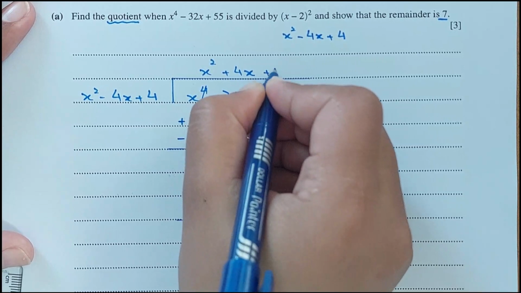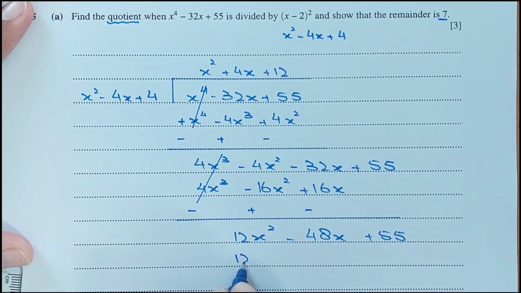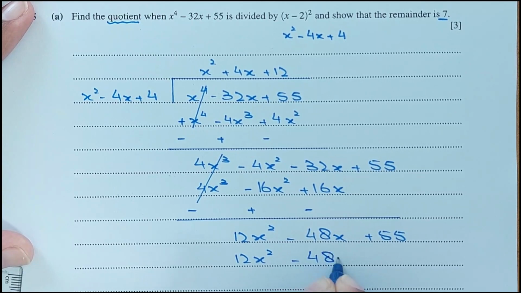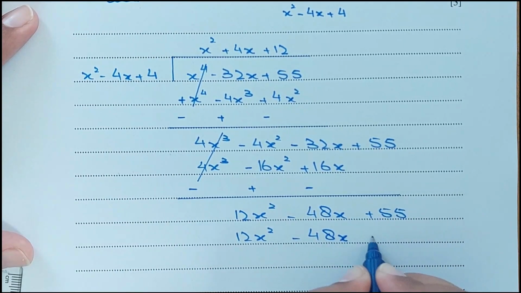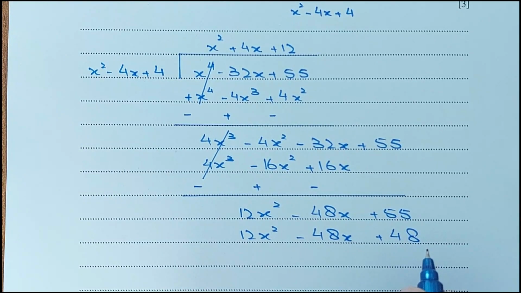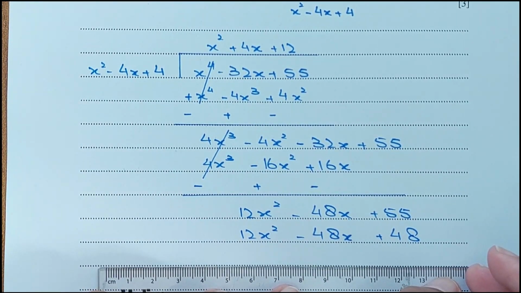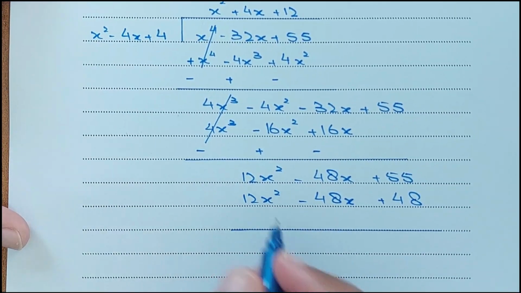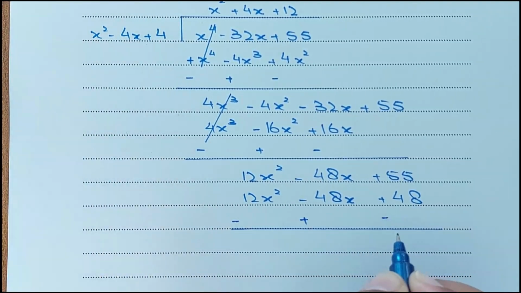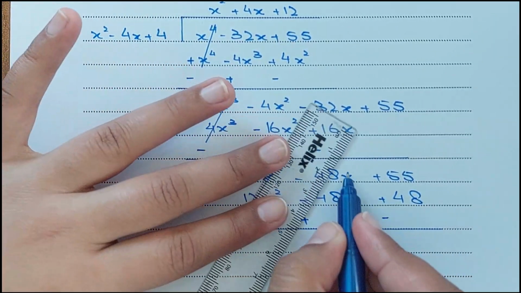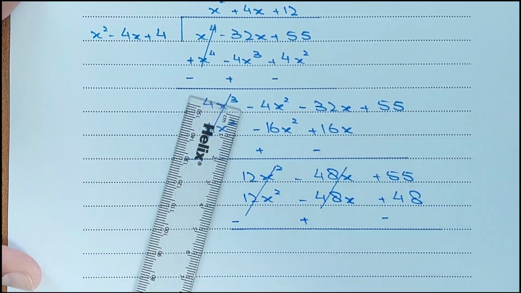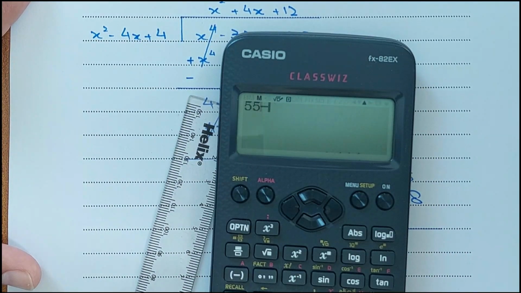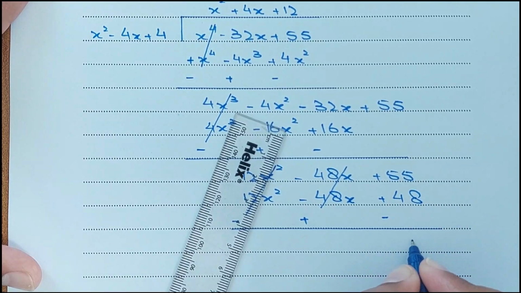Okay, so add 12, this is 12x square, 4 times 12 minus 48x, and 4 times 12 is 48, right? Again let me subtract this. We have to change the signs, negative, positive, negative, this cancels out, and 55 minus 48 is 7, so the remainder is 7.